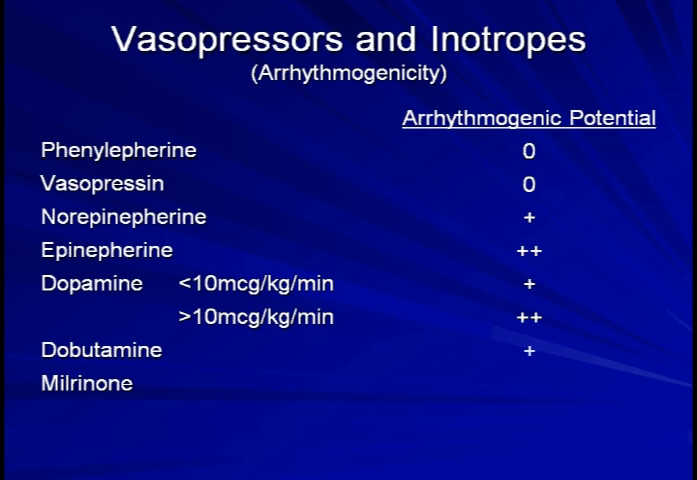Risk from dobutamine is modest. Whether milrinone leads to arrhythmias at all is debated, but the risk is modest at best. So in summary, the greatest risk of VT comes with either epinephrine or high-dose dopamine.